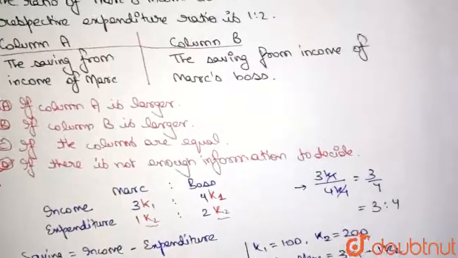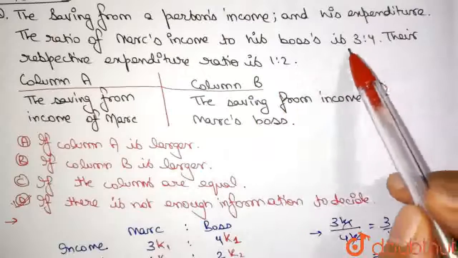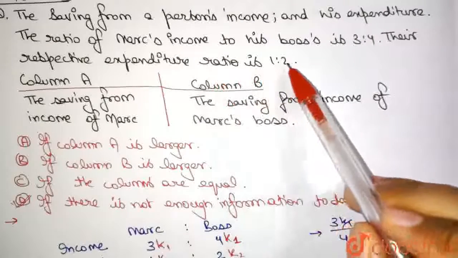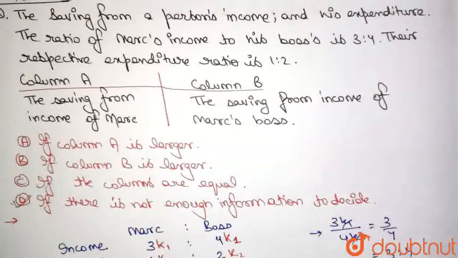So for this particular question, where the ratio of income was given to us as 3:4 and the expenditure as 1:2, we cannot decide because there is not enough information given to us.